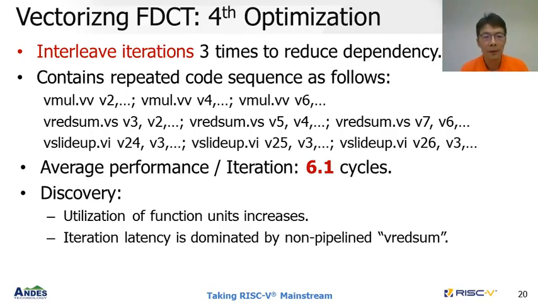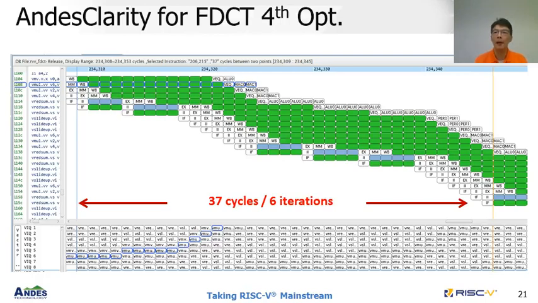At this time, further improvement needs to come from a more drastic algorithm change. We can see now the pipeline diagram becomes more compact with fewer stall cycles. And you can see the timing is dominated by the non-pipelined reduction sum instruction in the center of the window.